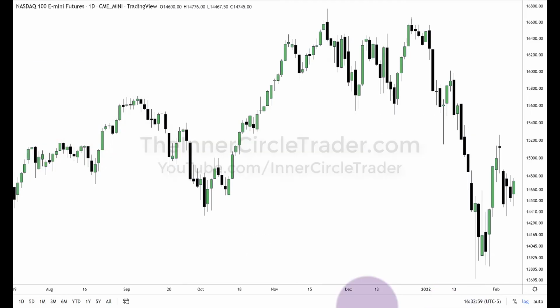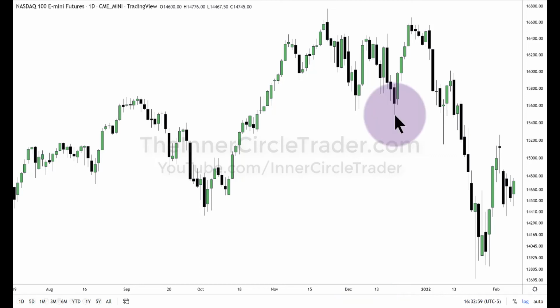All right, folks, we're looking at the daily chart for the NASDAQ. And if you're looking at TradingView under the NASDAQ selection, it's the continuous contract. That way it makes all the candles look nice and crisp and you don't see any spotting.